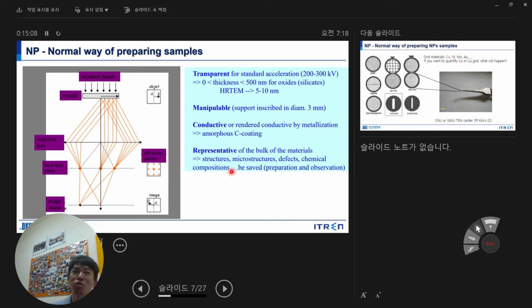When you look at the TEM, they specifically focus on a very small part. So for example, if you just prep the sample, sometimes it's not easy to see what you want. So you have to know exactly what you are looking for before going to the TEM facilities.